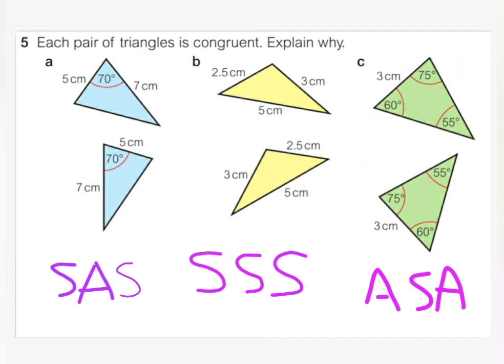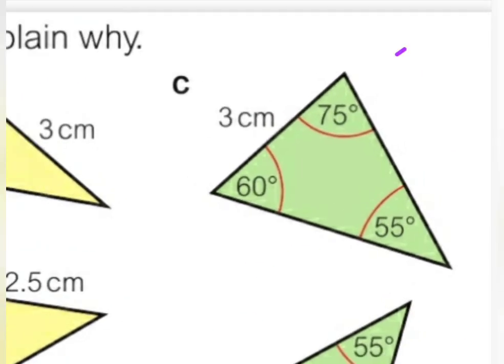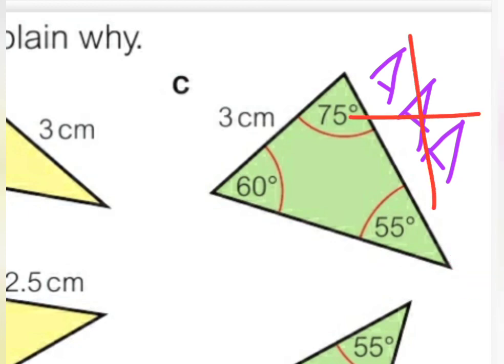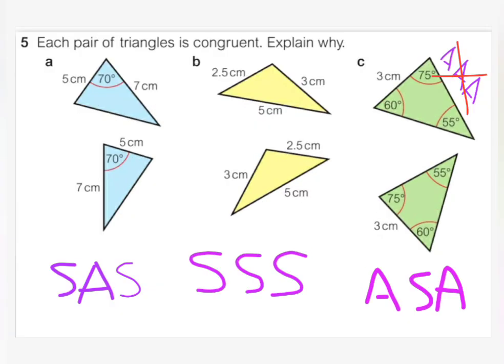And remember, we can't say AAA here. If we say AAA for reasons of congruent, this is wrong. Okay, this is wrong because AAA means similar, not always congruent. Okay, and this is how you answer a question like this.